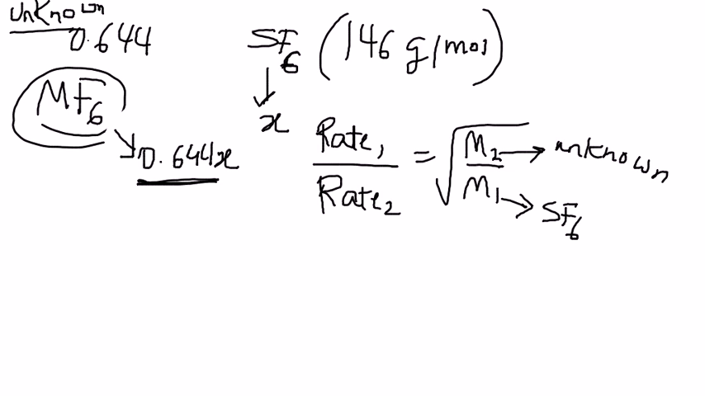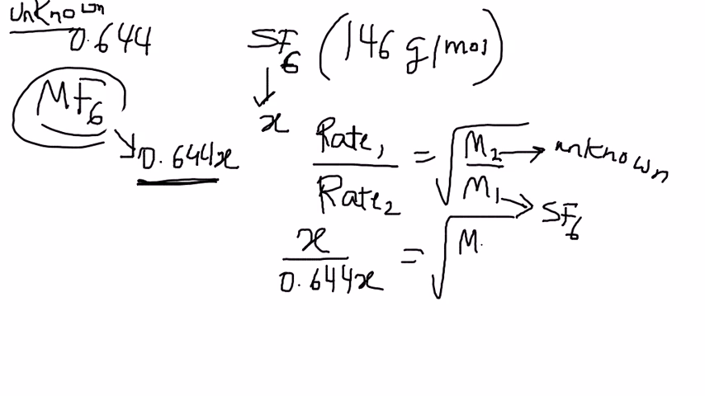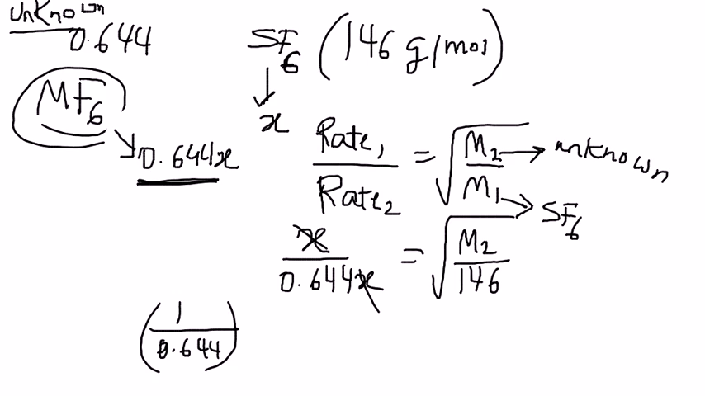And so if rate 1 is x, that means rate 2 will be 0.644 times x, and that will be equal to the square root of M1 over M2. M2 is what I'm seeking; M1 has been given as 146 in my question. X and x will cancel off, and you will need to take the square of both sides of this equation. So let's see what that will look like. So 1 over 0.644 squared is going to be equal to M2 over 146.